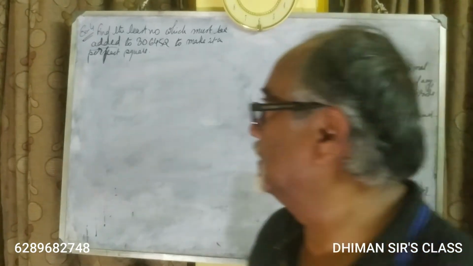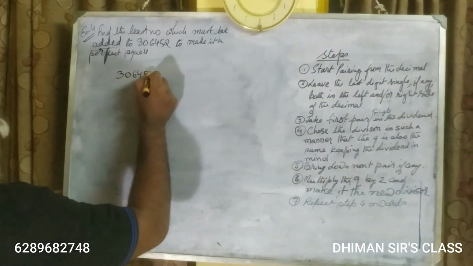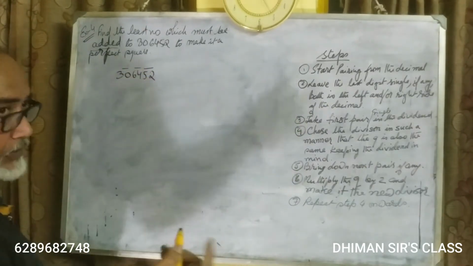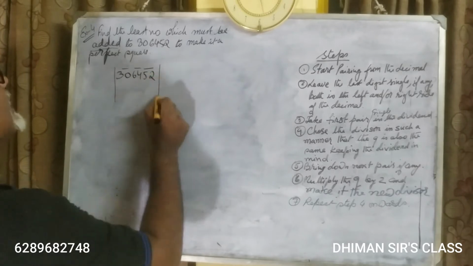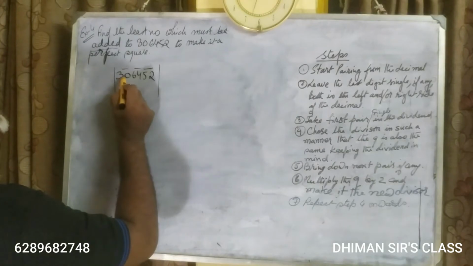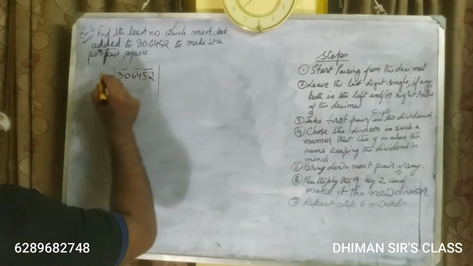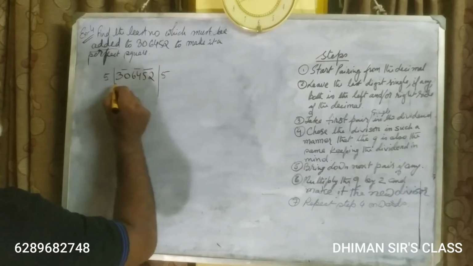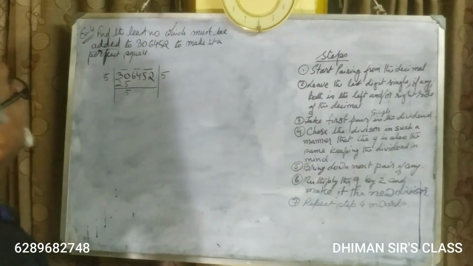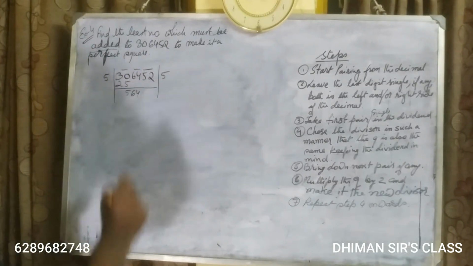Let us start doing the sum. 306452. Now start pairing. We got all three pairs. No problem. Choose the divisor and the quotient. 3 3s are 9, 4 4s are 16, 5 5s are 25, 6 6s are 36. 6 is becoming more. So 5 5s are 25. Take 5 as the quotient, subtraction. Now 64 is coming down, the next pair to be brought down.